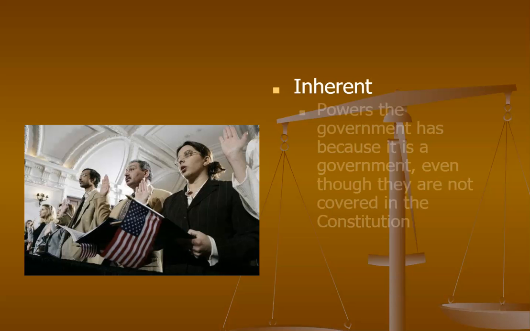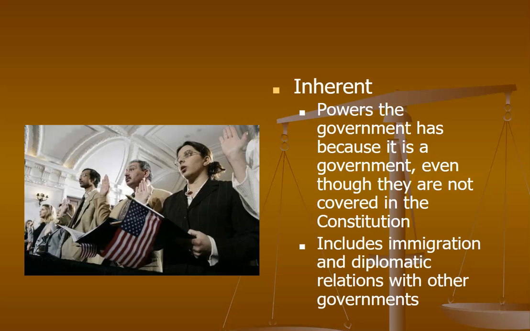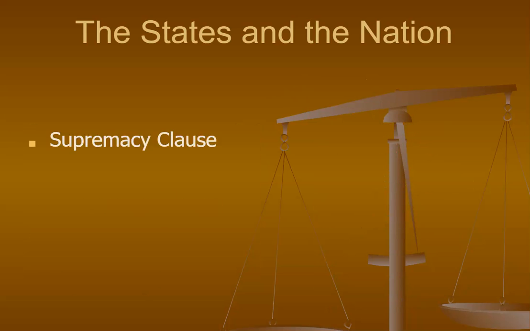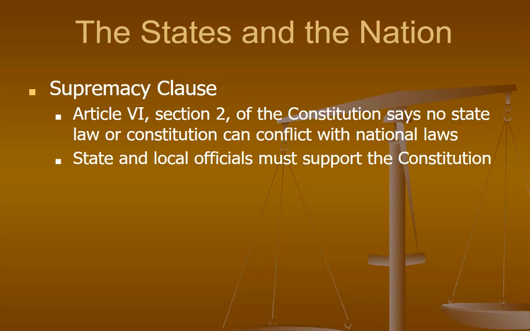Now, an inherent power is a power that a government has because it's a government, even though they're not necessarily covered in the Constitution. This includes immigration and diplomatic relations with other governments. Now, the Supremacy Clause, Article 6, Section 2 of the Constitution says no state law or state constitution can conflict with national laws or the national Constitution. State and local officials must support the Constitution. They must agree to uphold and defend it.